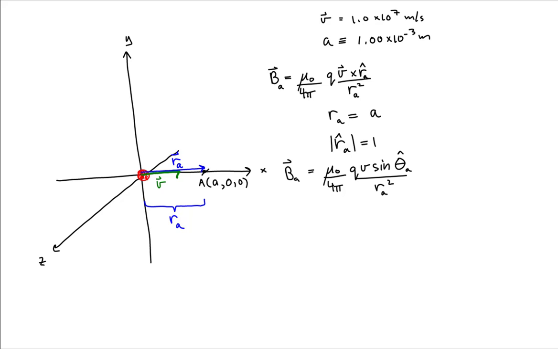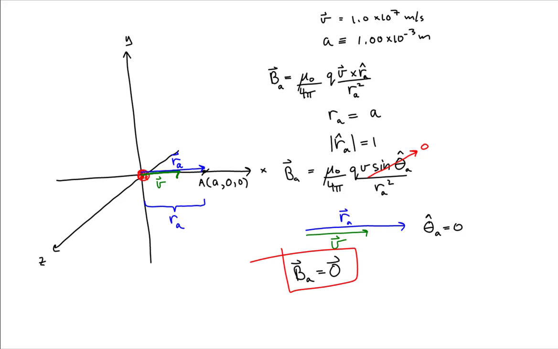When we look at this, we see that the velocity vector is parallel to the x-axis, and the relative position vector is also parallel to the x-axis. Since these two vectors are parallel, the angle between them is 0. And remember, the sine of an angle that is 0 is equal to 0. So this means that the magnetic field at a point on the x-axis with this source charge moving along the x-axis is equal to 0.